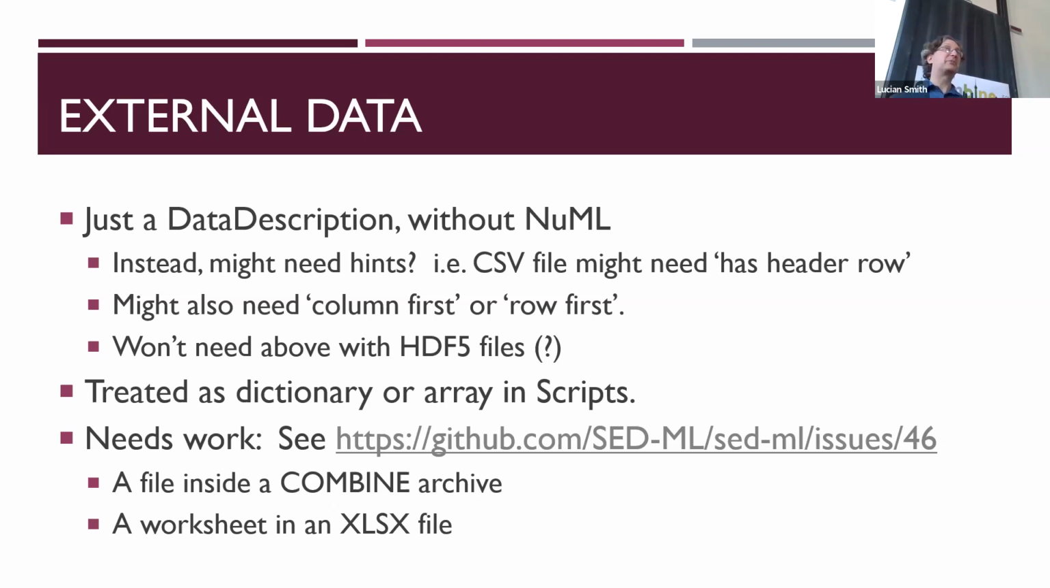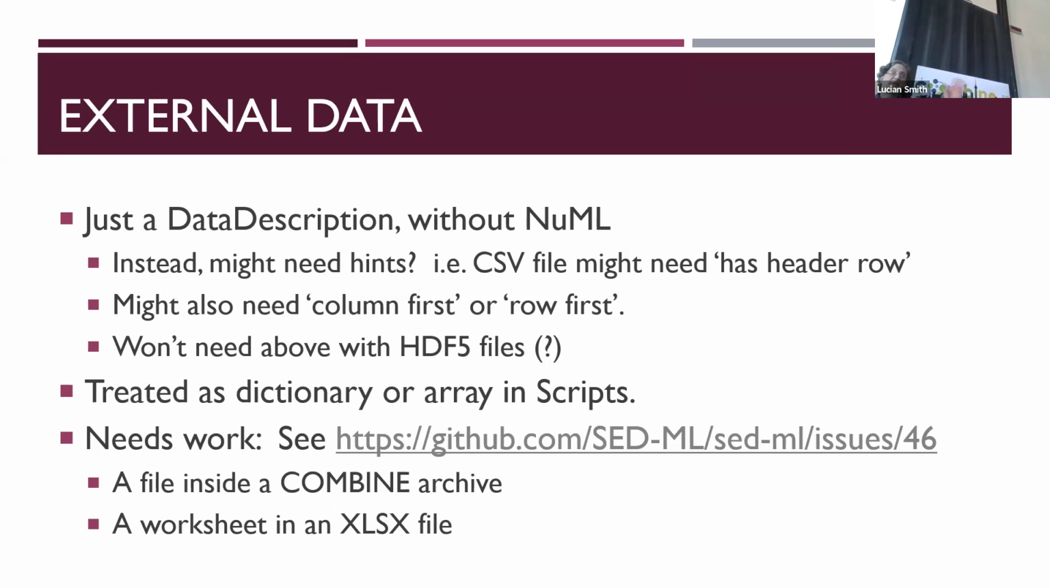I think there are some data formats out there that don't need it anyway. Like HDF5 basically comes with its own description of its dimensions. For a CSV file, all you need to do is say it has a header row or it doesn't have a header row, I want the first dimension to be columns, or I want the first dimension to be rows. And then you can just go from there.